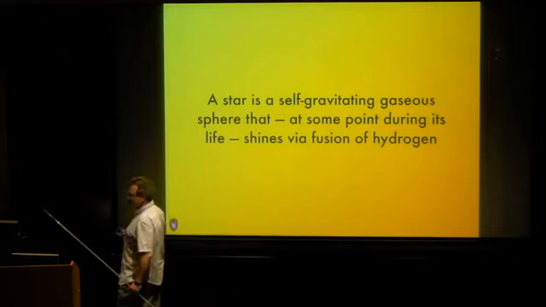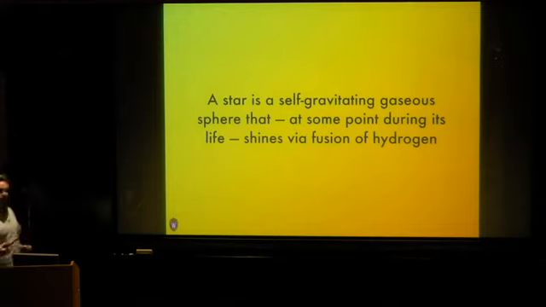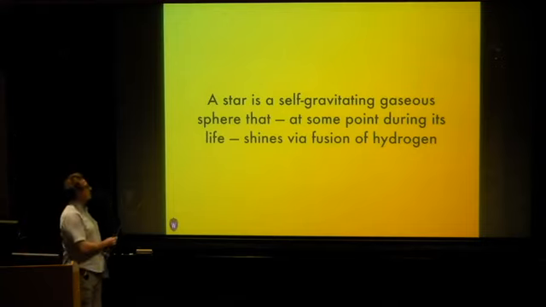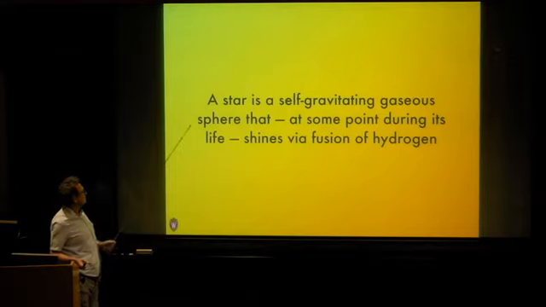When we put together models for stars, we need to worry about self-gravity, the mutual gravitational attraction of different parts of the star. The sphere bit is slightly less interesting. By default, when things contract under their own self-gravity, they want to form a sphere.